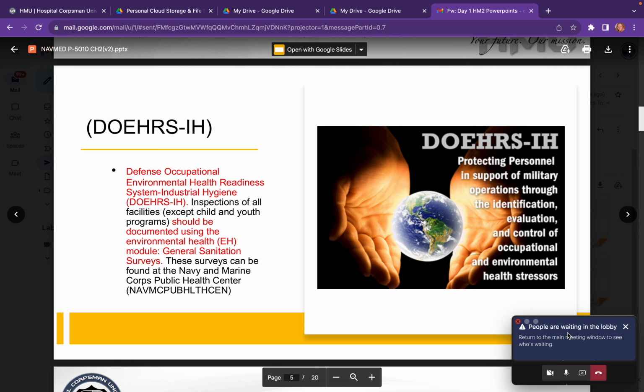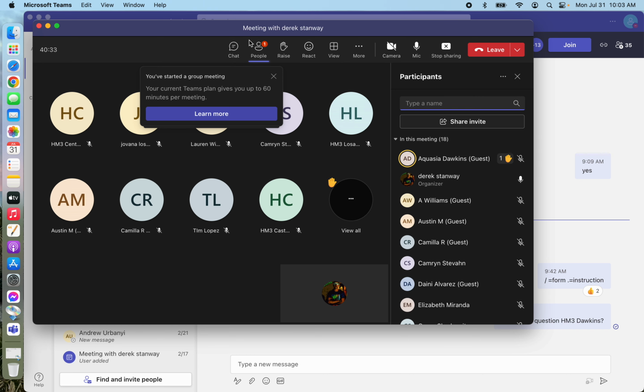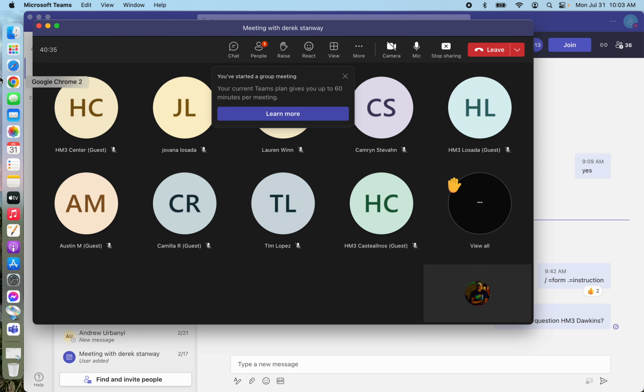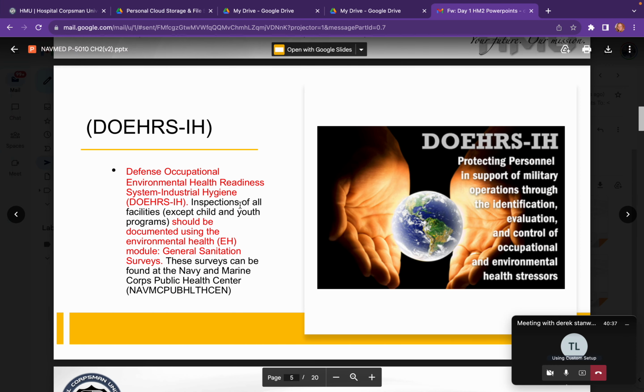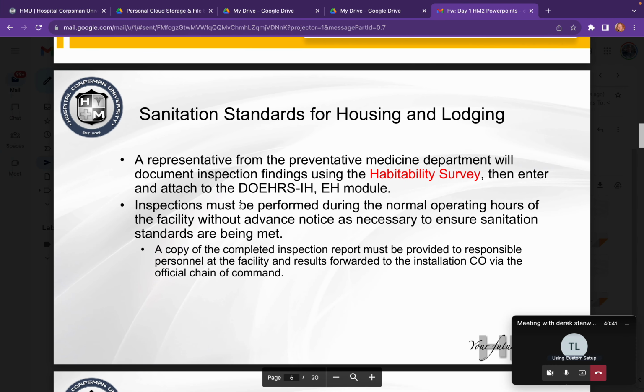Sanitation Center for Housing and Lodging, representative for Preventive Medicine Department, will document inspection findings using the habitability survey. So, building, berthing, lodging, the barracks is going to be on a habitability survey. That's a sanitation inspection that we conduct right there.